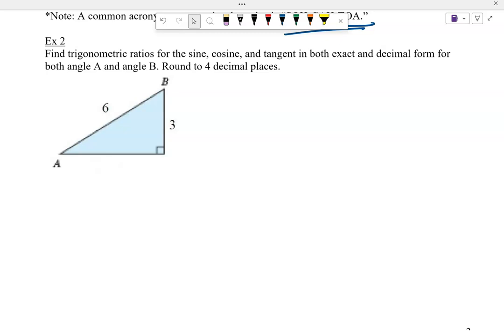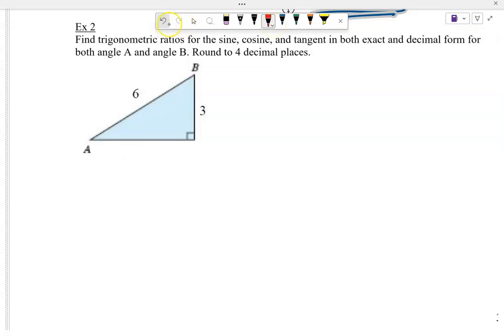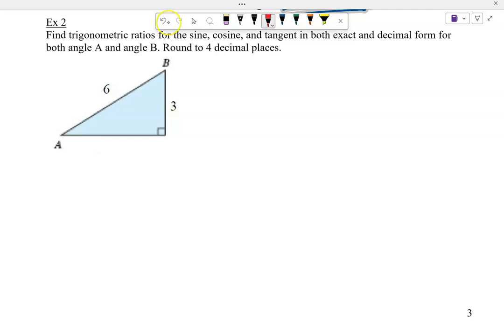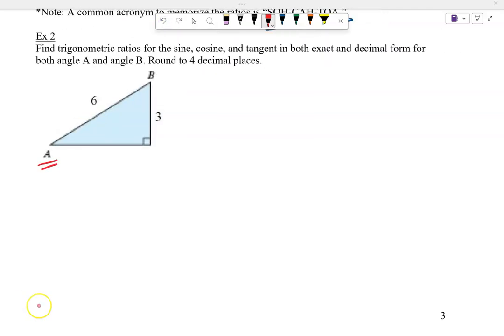Let's find the trig ratios here for the sine, cosine, tangent in exact form for both angle A and angle B. So if we do it for angle A, let me highlight A right here. So I highlighted and underlined angle A there. The opposite side would be right here. Of course, we know the hypotenuse is always opposite the 90. And then the adjacent, or next to, side would be right there next to it.